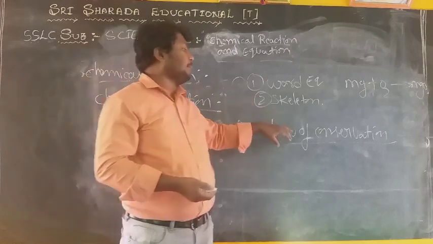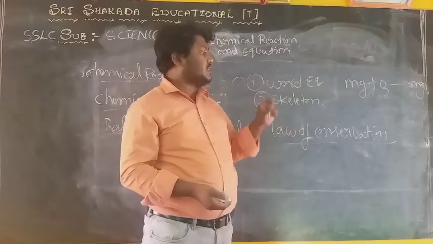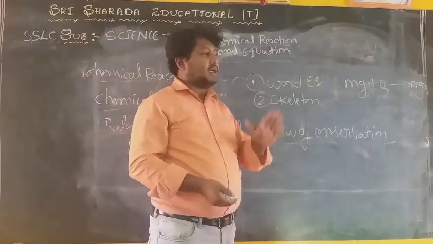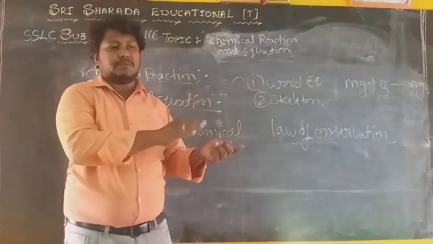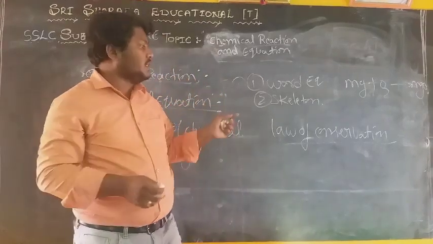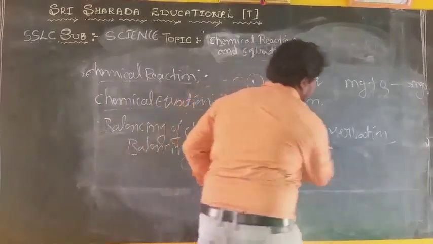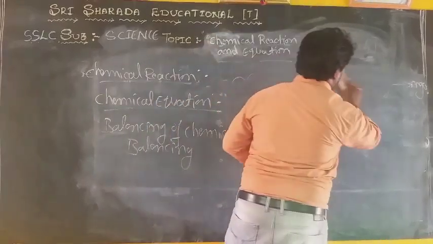Here also we apply that. Chemical balancing of the equation totally depends on the law of conservation. It means atoms are neither destroyed nor created, but change from one form to another form. That is the balancing of an equation. Let us discuss how to balance the equation.